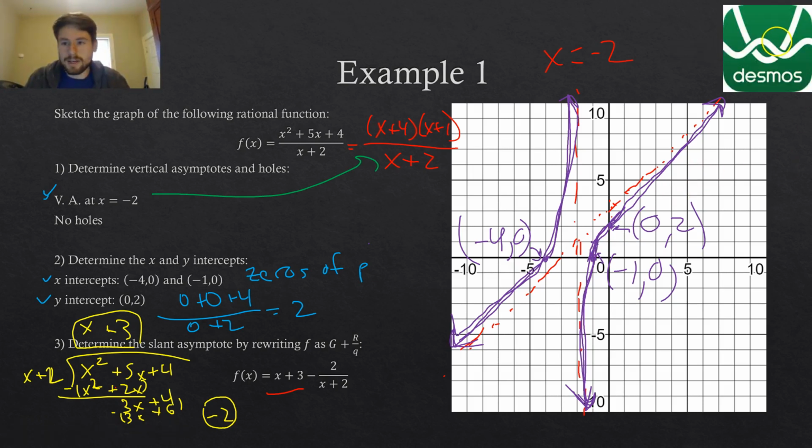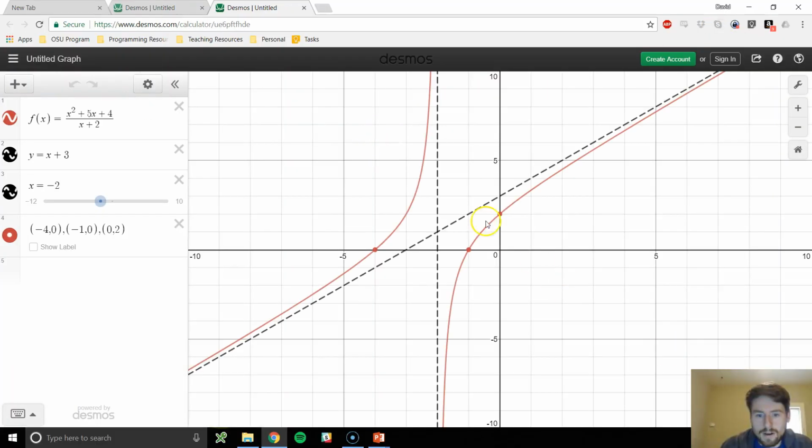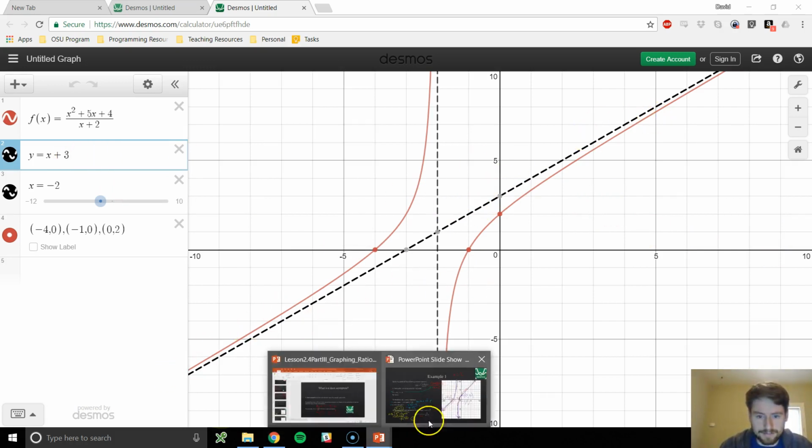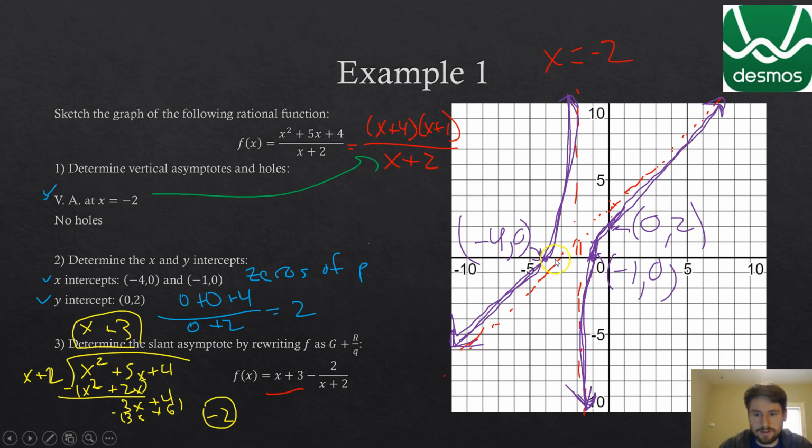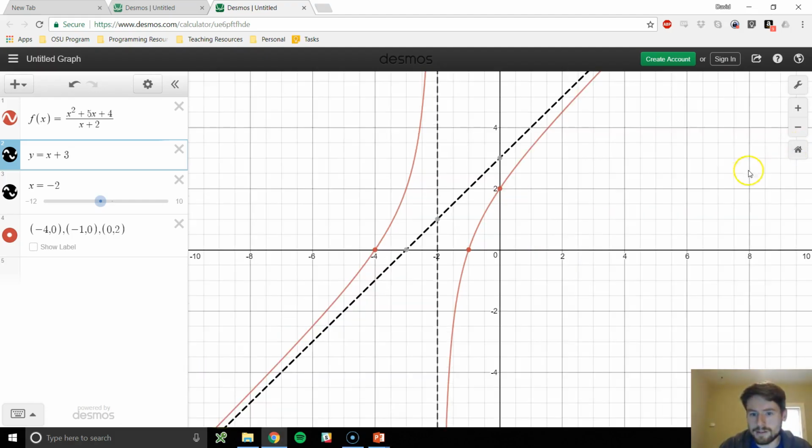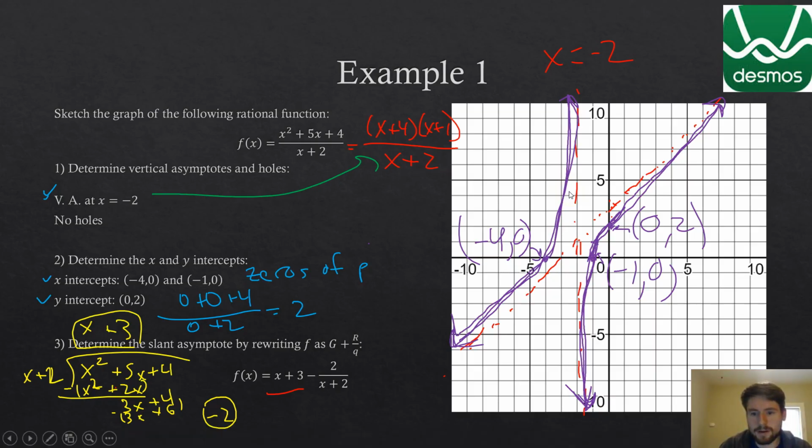So we're going to go into Desmos and sketch x squared plus 5x plus 4 over x plus 2. All right, so looks like we got those same points that I mentioned earlier: 0, 2, negative 1, 0, and negative 4, 0. My graph is all kind of skewed because there are more pixels left to right than up and down. But we can see this line x plus 3 is our asymptote, as we found earlier, right? The line y equals x plus 3. Let's see if I can, there we go. That looks a little bit better.